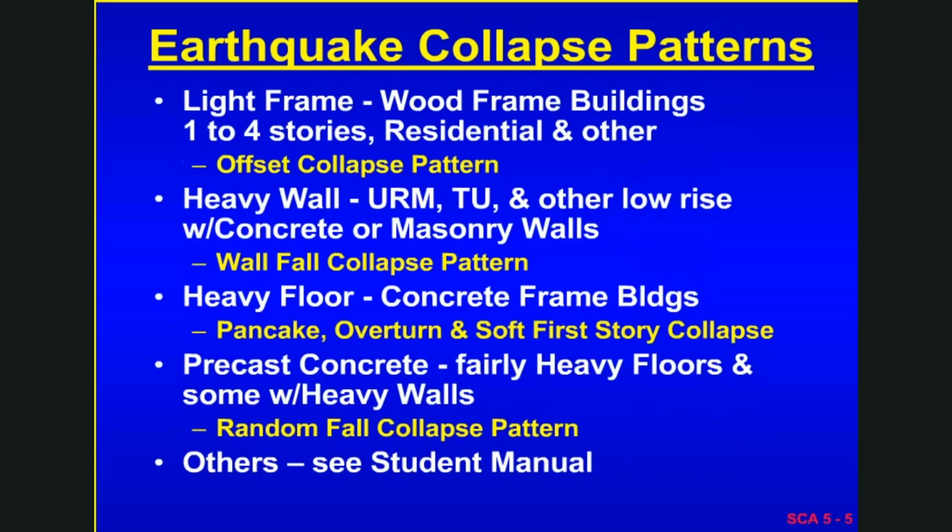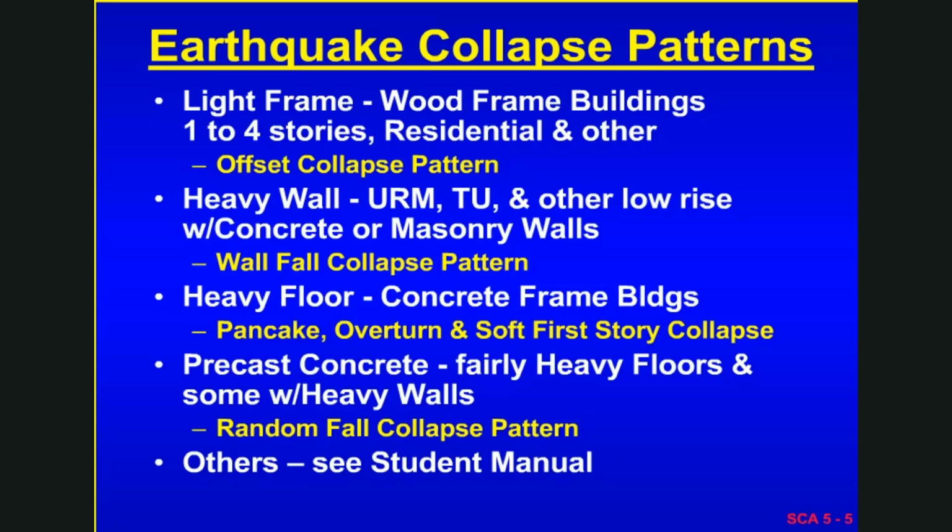Within the types of buildings that we've talked about so far, we want to sort of recategorize them for earthquake and look at the collapse patterns for light frame structures, where we'll see an offset collapse pattern, which we'll explain. And then with heavy wall buildings, such as unreinforced masonry, URM that is, and tilt-up, low rises with concrete or other masonry walls, it's a wall fall collapse pattern. These are new collapse patterns that we've defined here.